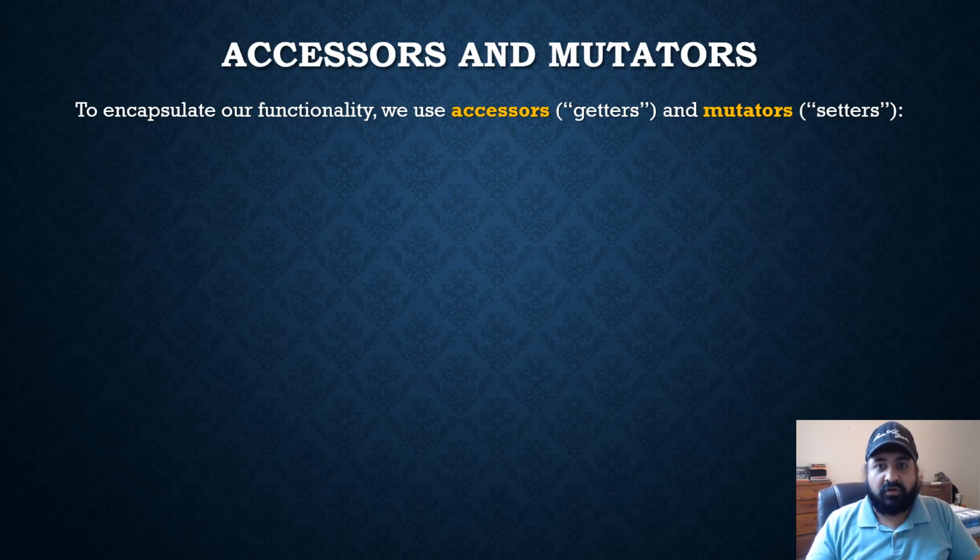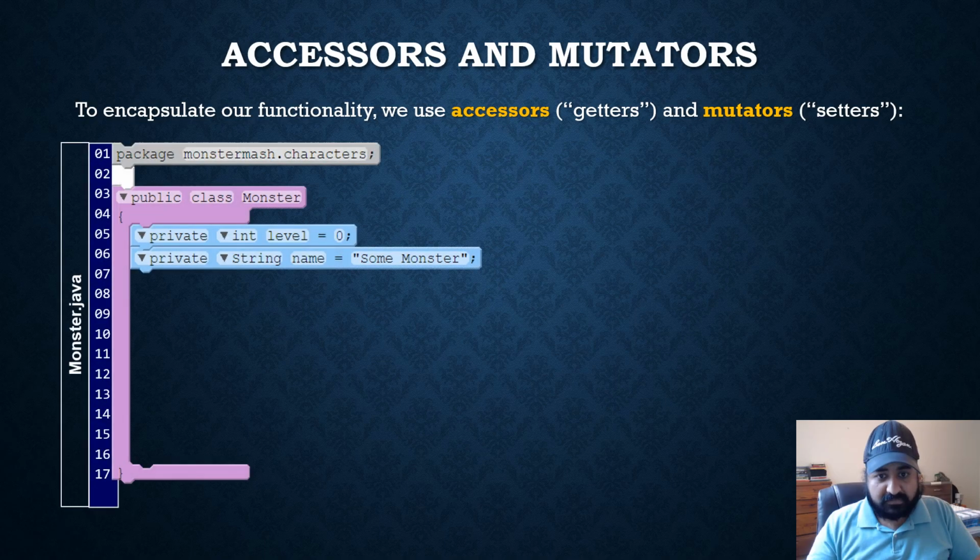Accessors are also called getters because they are methods that allow you to get the value of a particular variable, and mutators are also called setters because they allow you to set a value for a particular data member or a particular instance variable. So let's see a quick example.